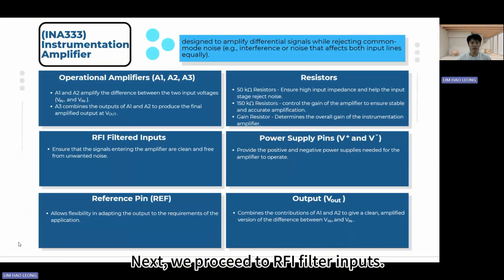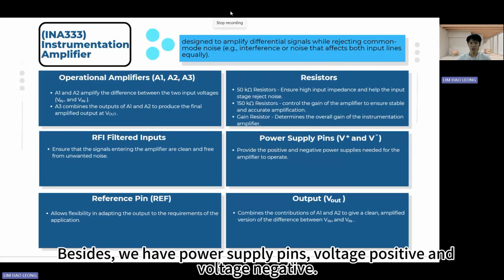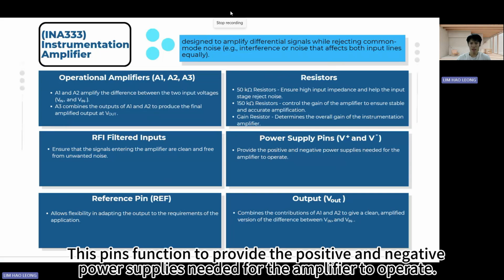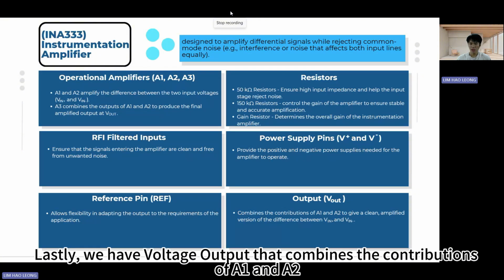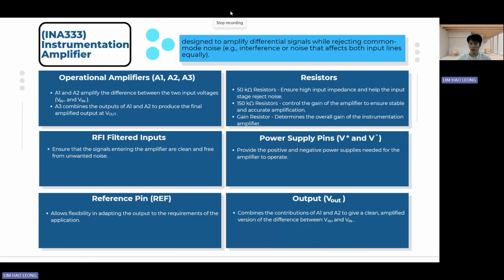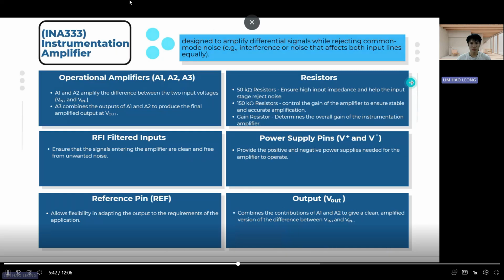Next, we proceed to RFI filter inputs. These inputs function to ensure that the signals entering the amplifier are clean and free from the unwanted noise. Besides, we have power supply pins, voltage positive and voltage negative. These pins function to provide the positive and negative power supplies needed for the amplifier to operate. In addition, we also have reference pin that allows the flexibility in adapting the output to the requirements of the application. Lastly, we have voltage output that combines the contributions of A1 and A2 to give a clean amplified version of difference between the positive voltage and the ground voltage.